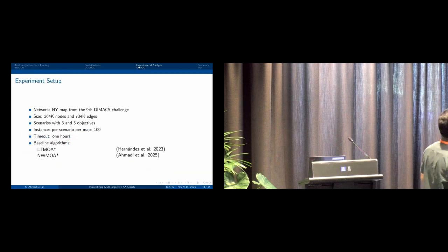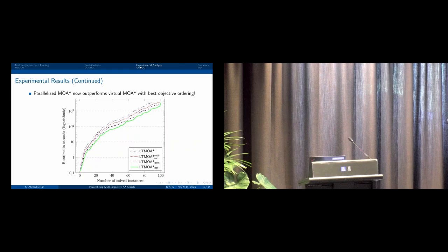Results: we did some experiments on the NY map of the DMAX challenge for 3 to 5 objectives for 2 of the leading multi-objective A star searches. And do you recall this plot that I showed you before?